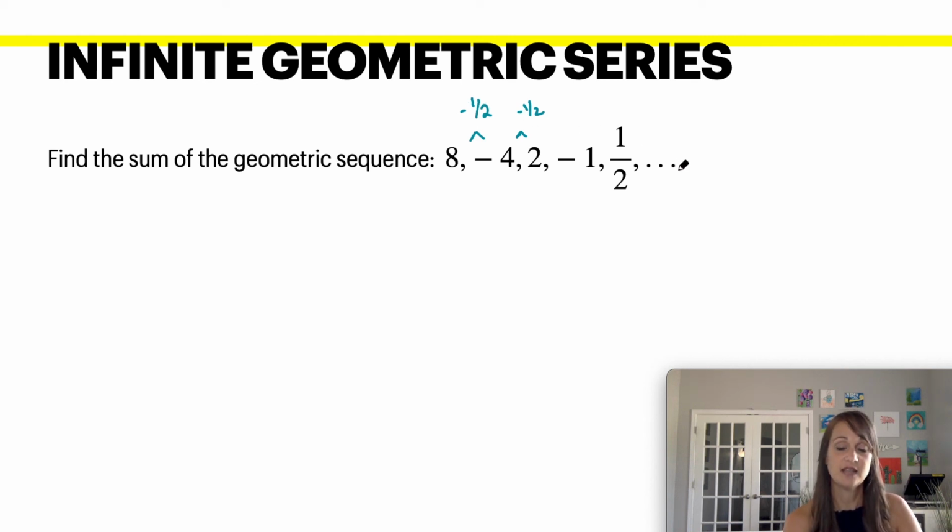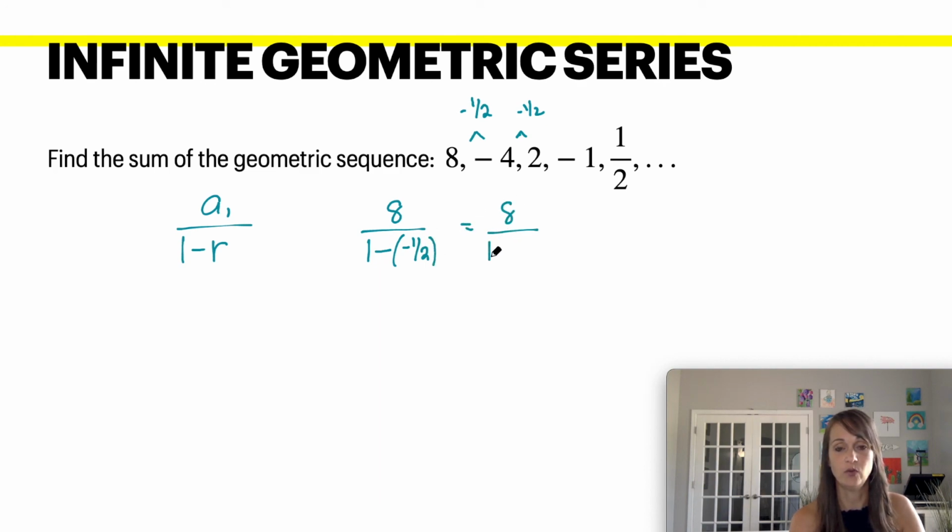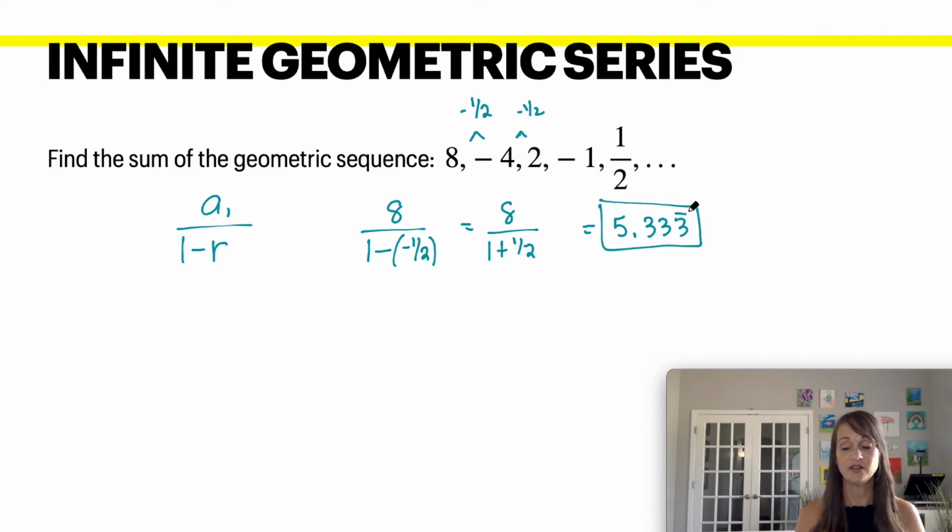Because of the dot, dot, dot, it wants to know the sum of going on forever, which means you're going to use the infinite geometric series formula. You know the first term, it is 8. You know r, it is -1/2. So basically you have 8 divided by 1 plus a half, and your answer is 5.333 repeating, basically. And that's your answer. There's nothing else you have to do.